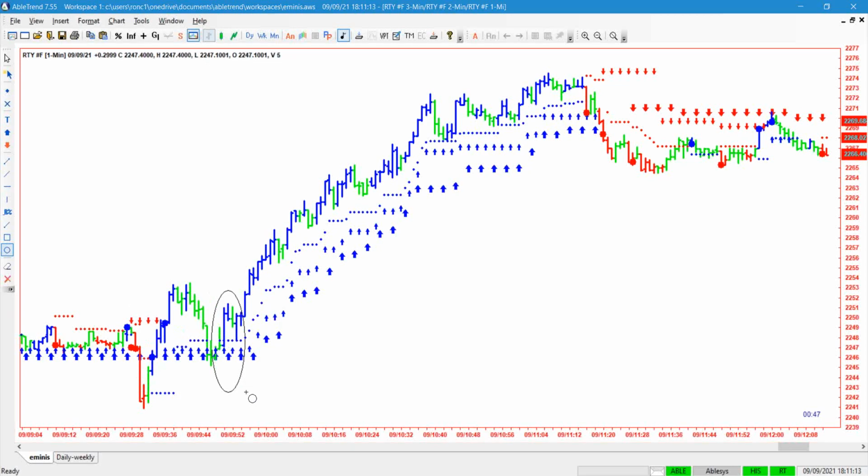When all three agree, wow, then you back up the truck. That's a home run coming. Most times, nothing's perfect, but that's one you don't want to miss. I mean, that's an extremely high percentage trade.